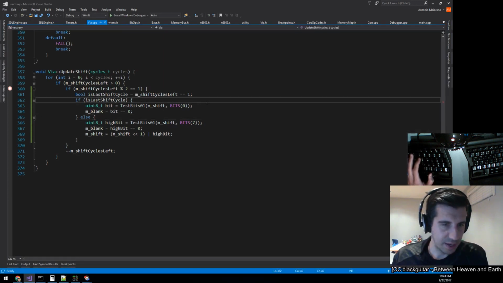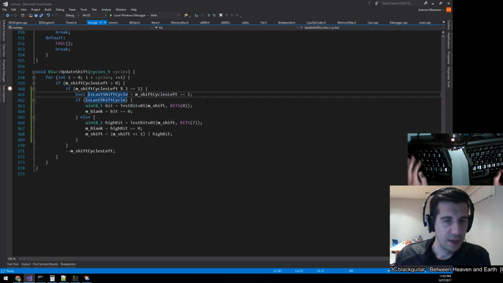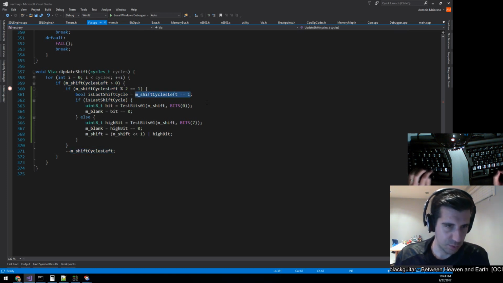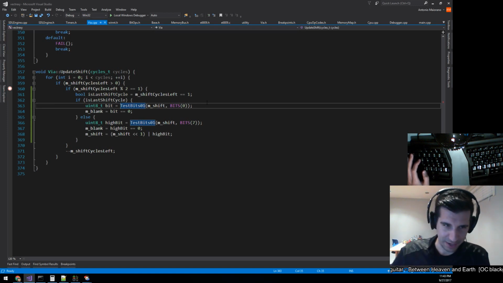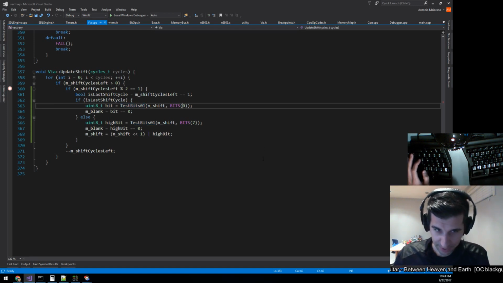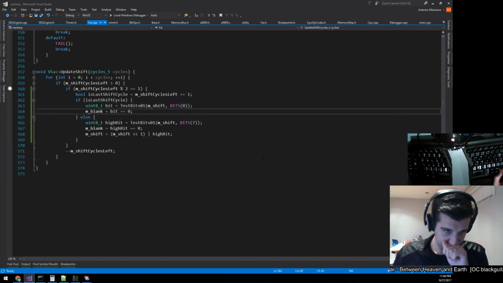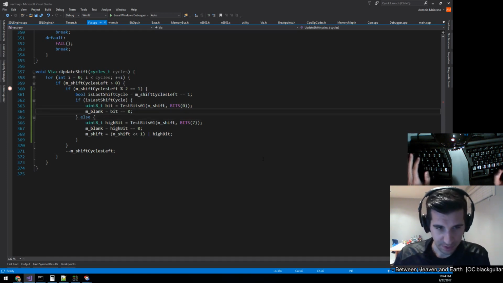Basically, what I'm saying here is, if it's the last cycle, meaning the value here is 1, we want to reuse the last bit we output last time, right? Which would now be in bit 0. And we don't want to shift anymore. I think that's correct. I'm not sure about that.